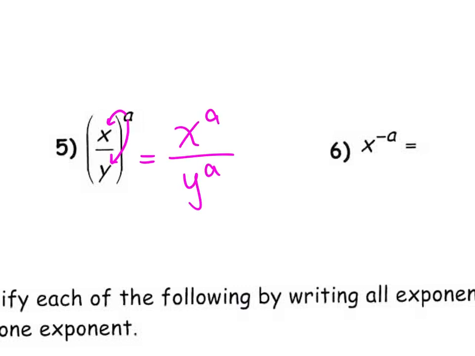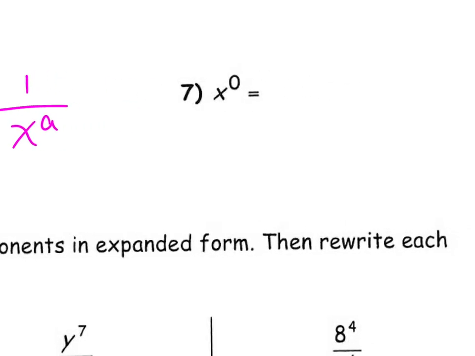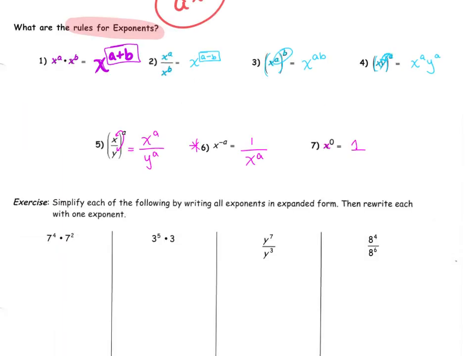These are important rules for us, people. Question 6, we just did this. This was question 2 at the very top. What's the negative exponent rule? So this is going to be 1 over x to the a. Really important rule. All of them are important. And then anything to the 0 is 1. All right, so there are all your rules for exponents.